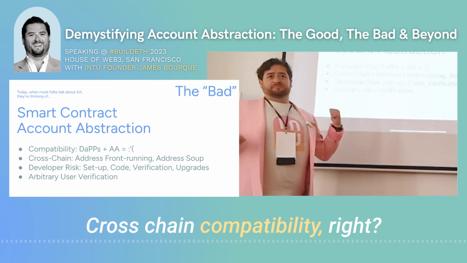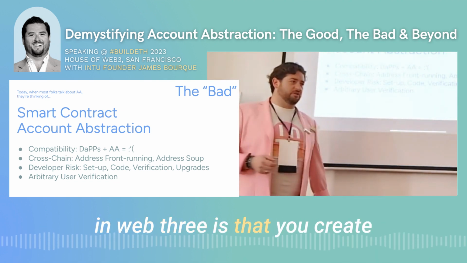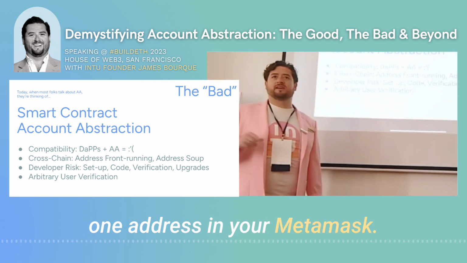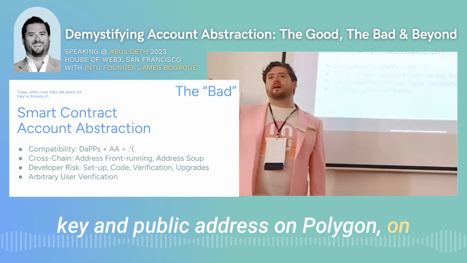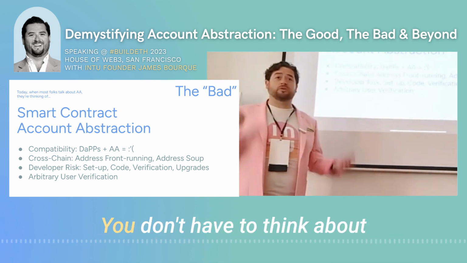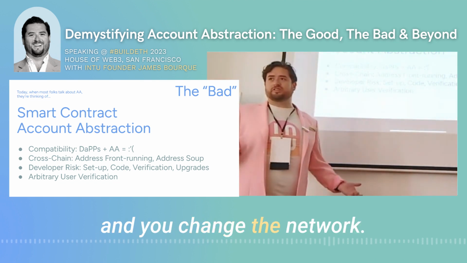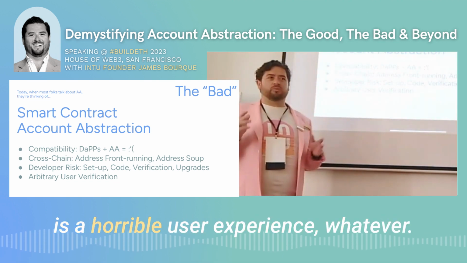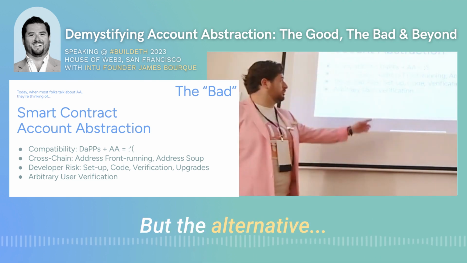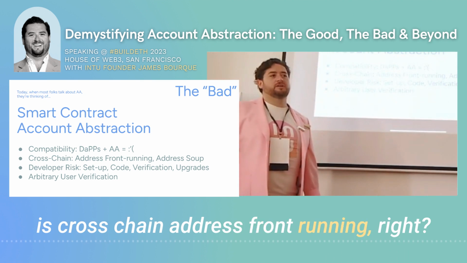Cross-chain compatibility, right? One thing that we take for granted in Web3 is that you create one address in your MetaMask, and you can use that same private key and public address on Polygon, on Avalanche, on Phantom, on Optimism. You don't have to think about what you're signing with. You just go to a little drop-down and you change the network. I know for most of us, we've been saying, oh, this is really annoying, this is a horrible user experience, whatever. But the alternative is cross-chain address front running, right?